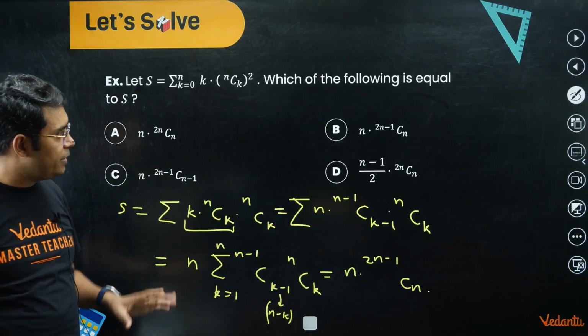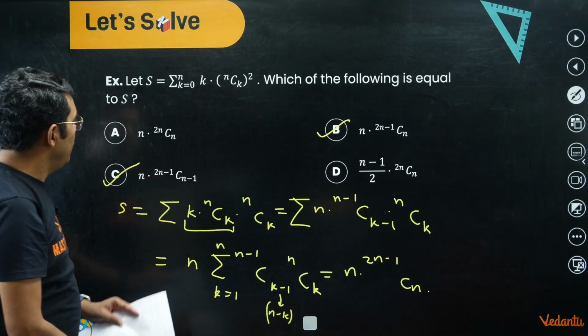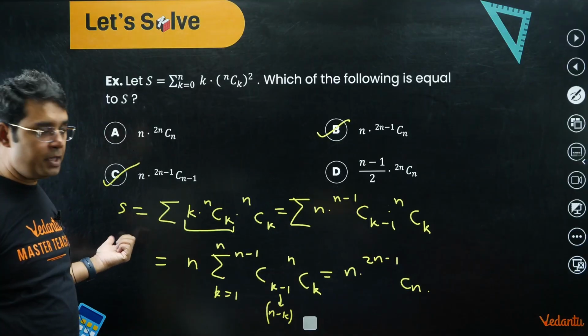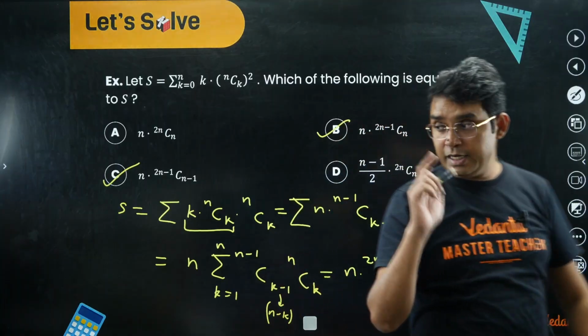I think there is a problem in this question because these two options are matching, they are the same. 2n minus 1 Cn or 2n minus 1 Cn minus 1, they are the same thing, so both should be the answer. I think they have given only one of them. Okay, so that is one method.